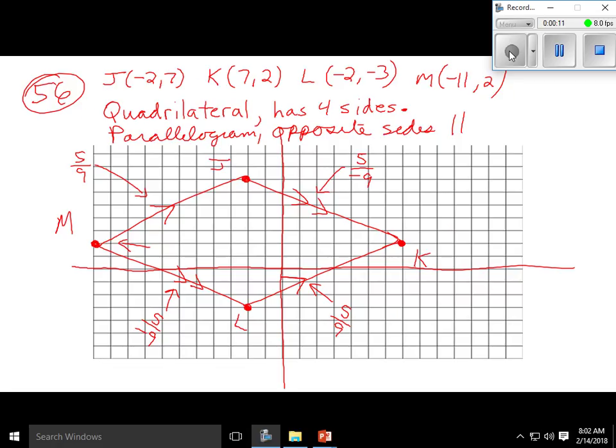So if I can prove this one's a right angle, and I already know it's a parallelogram, what do I know about all four of the angles? They're all right angles. So I only really need to prove one of them if we've already proven it's a parallelogram.